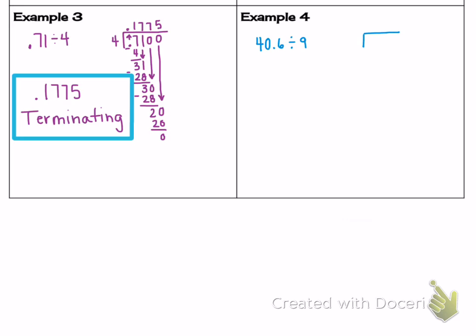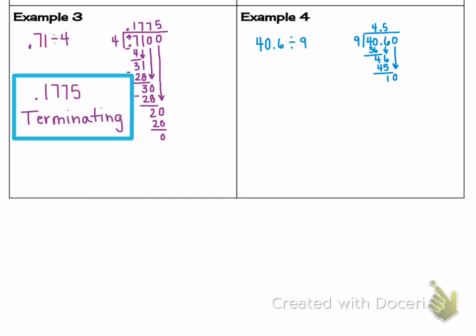All right, inside you have your 40 and 6/10. My decimal goes straight up, and outside you have your 9. 9 does not go into 4, but it does go into 40 4 times. 9 times 4 is 36. Subtract, I get 4. I bring down the 6. 9 goes into 46 5 times. That's 45. Subtract, I get 1. Bring down the 0.